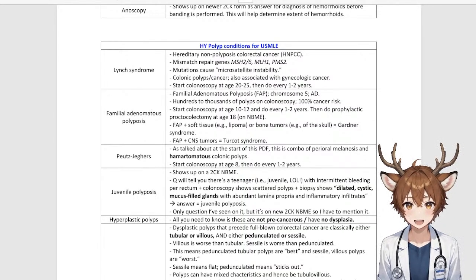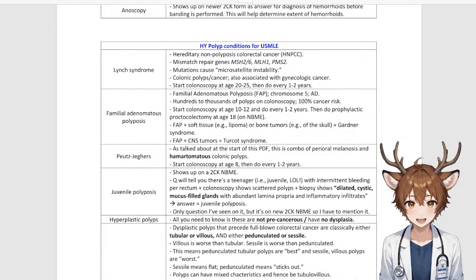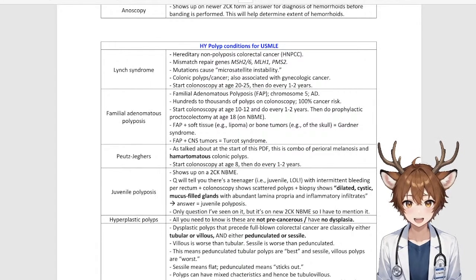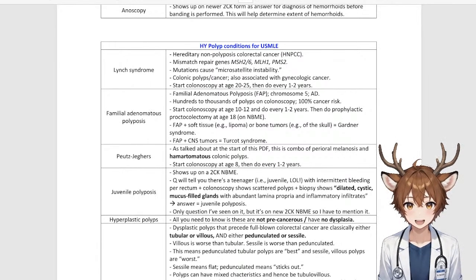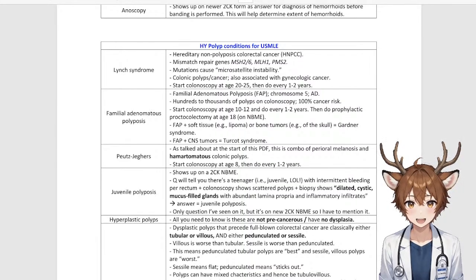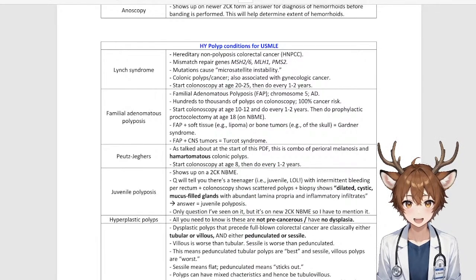FAP plus soft tissue, e.g. lipoma, bone tumors of the skull, is Gardner syndrome. We have a lot of teeth in Gardner syndrome. It's very strange. FAP plus CNS tumors equals Turcot syndrome.